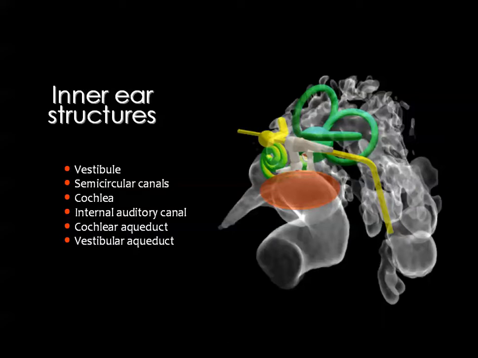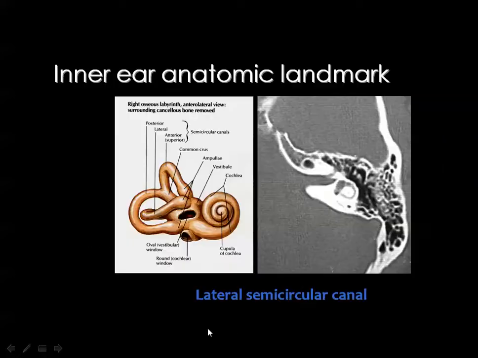Then we come to the inner ear anatomy. The inner ear anatomy is more complex. It is formed of the cochlea, the vestibule, the three semicircular canals, the internal auditory canal, the cochlear aqueduct, and the vestibular aqueduct. And also we should go through the course of the facial nerve through the petrous bone.